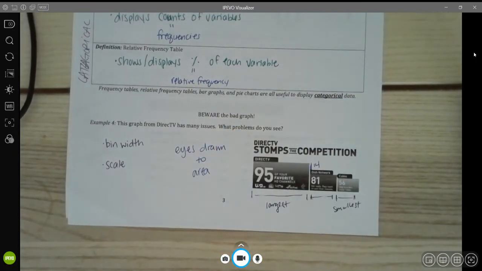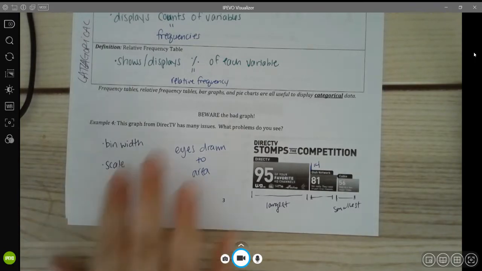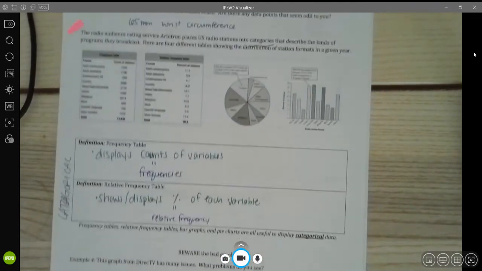Just naturally, just as human beings. And DirecTV knows that. That's why they made this graph like that. And I'm not talking about their marketing strategy. I'm strictly talking about why is this graph bad. Okay, basically, let's think about it. All ads you see are going to have graphs that are going to be skewed in the direction of whoever they're trying to promote. That's just the reality of it. Okay, so there's another graph on the next page.